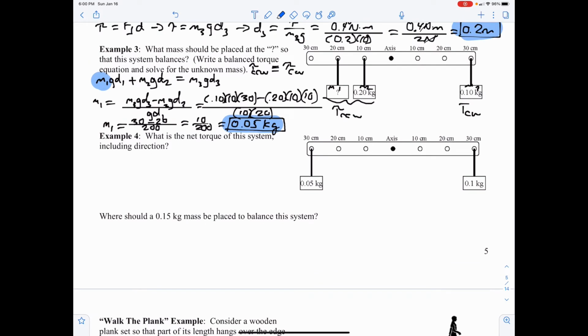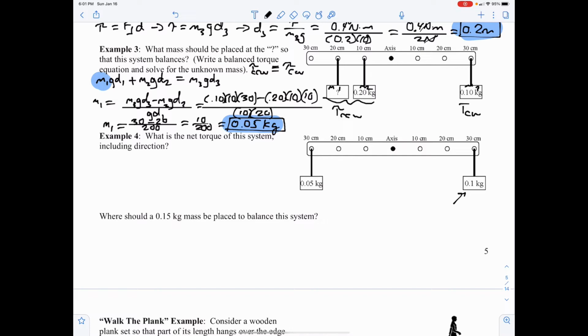Example 4. What is the net torque on this system, including direction? Well, both weights are equidistant, but you can clearly see the one on the right is twice as heavy as the one on the left. Therefore, you would expect the whole system to rotate in the clockwise manner. So the clockwise is the direction. What will the net torque be?